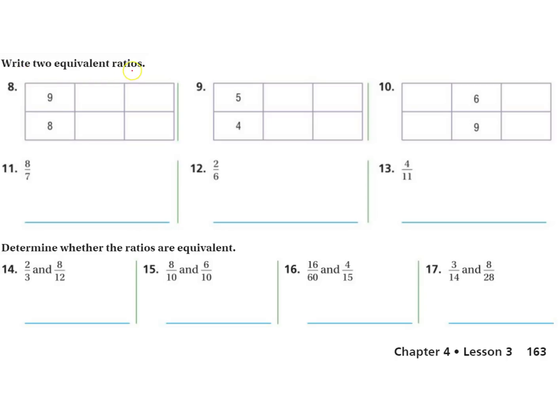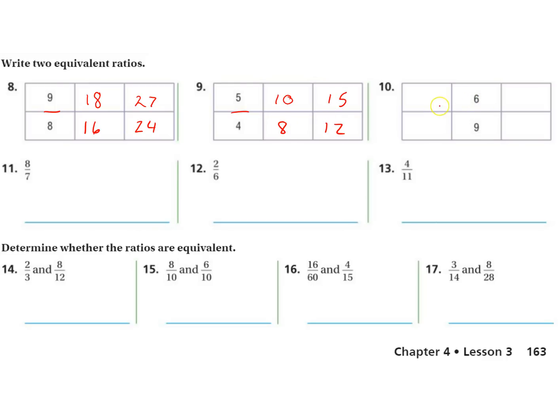All right, write two equivalent ratios. So here I'm just going to go by nines. That's going to be the easiest way to do it because I have 9 over 8. So count by nines, 18 and 27. Count by 8, 16 and 24. Okay, here 5 over 4, so I count by 5s, 10, 15 and 8, 12.